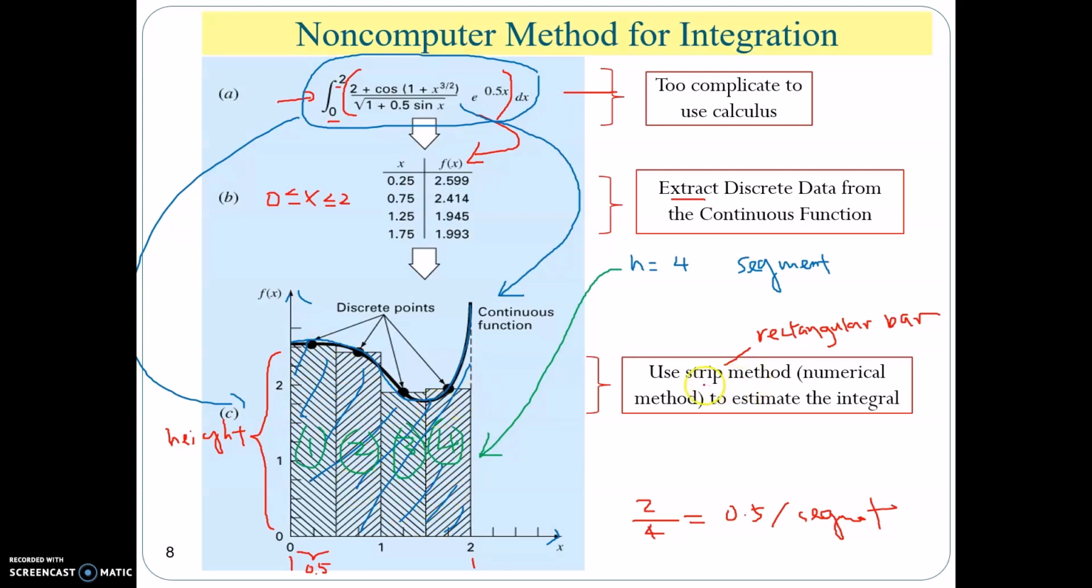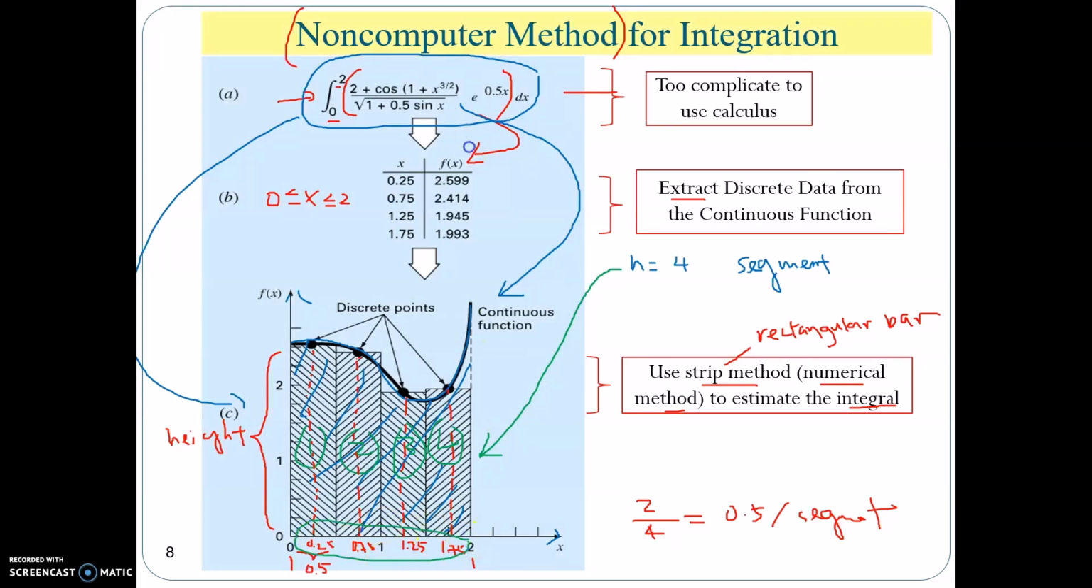So this method is called the strip method. It is a numerical method which uses rectangular bars like this in order to estimate the integral. This method is a non-computer method which is suitable for manual calculation purpose. By using this method, we estimate the height for each bar here at the middle of the segment. So you need the height at 0.25, 0.75, 1.25, and 1.75.